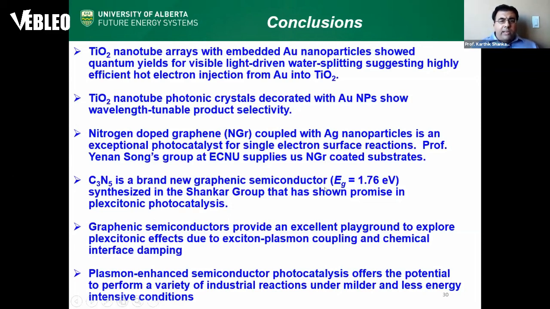C3N5 is a brand new graphenic semiconductor which we synthesized and disseminated in a JACS paper recently that has also shown promise in plexitonic photocatalysis. And by plexiton, we mean this coupled plasmon exciton. Graphenic semiconductors provide an excellent playground to explore plexitonic effects due to the exciton-plasmon coupling and chemical interface damping. And plasmon enhanced semiconductor photocatalysis, the area as a whole, offers the potential to perform a variety of industrial reactions under milder and less energy intensive conditions.